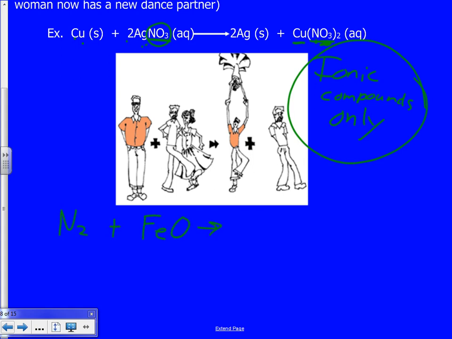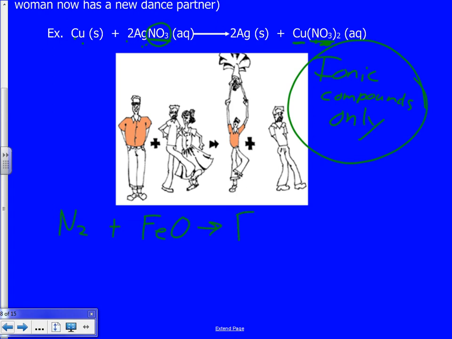Okay, could that occur? Who's nitrogen going to switch with? Right, nitrogen is going to switch with the oxygen. Remember, I have to produce an ionic compound on this side. I can't produce a molecular compound. If I swap nitrogen and iron, then I've got nitrogen and oxygen together and iron by itself. That's a molecular compound. That's not happening here.